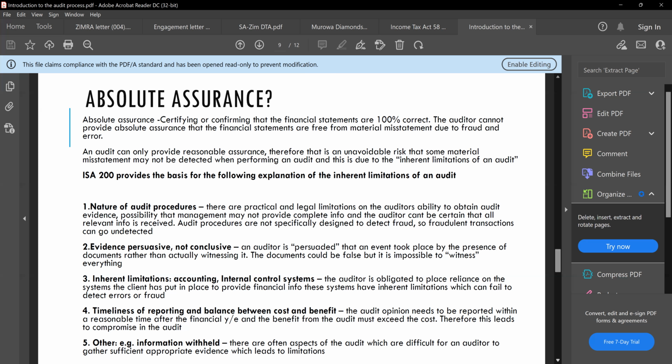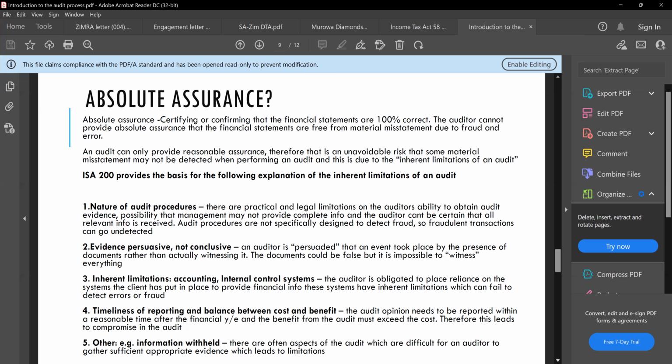Number two, evidence is persuasive and not conclusive. An auditor is persuaded that an event took place by the presence of documents rather than actually witnessing the event. These documents could be false, but it is impossible to witness every single transaction that will take place in a company. So the auditor is persuaded by the managers that certain transactions have taken place, but the auditor cannot physically witness every single transaction that takes place.